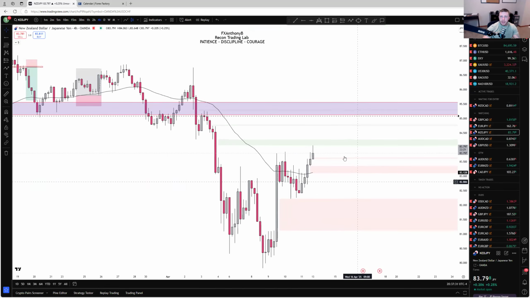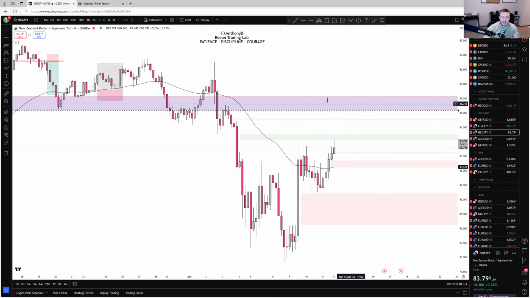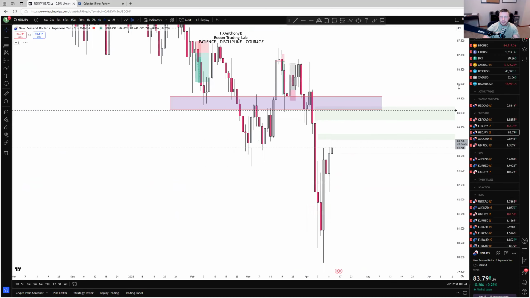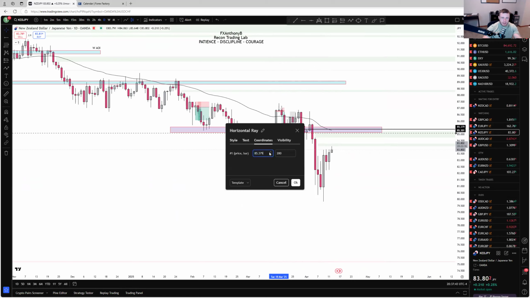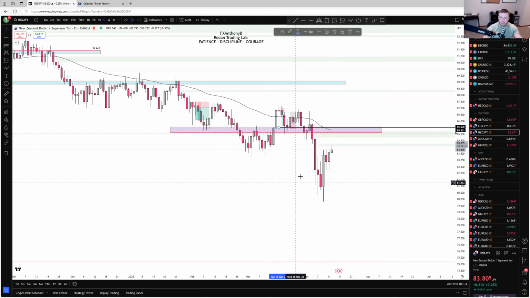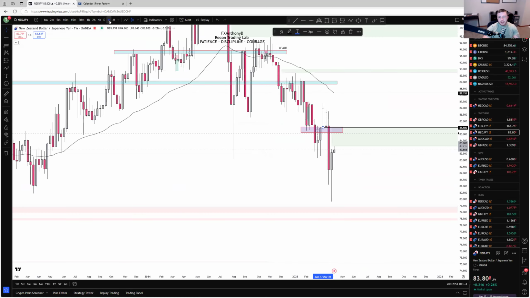And NZD JPY, we're waiting for the retest at our daily area of interest to then sell at a daily EMA with a round psychological level in here as well. There, daily EMA, round psychological, retest to then sell.